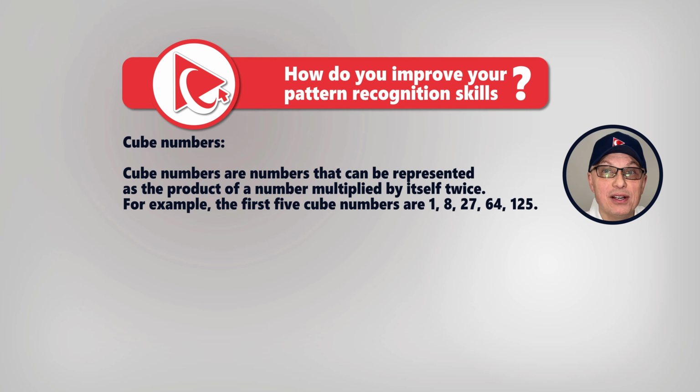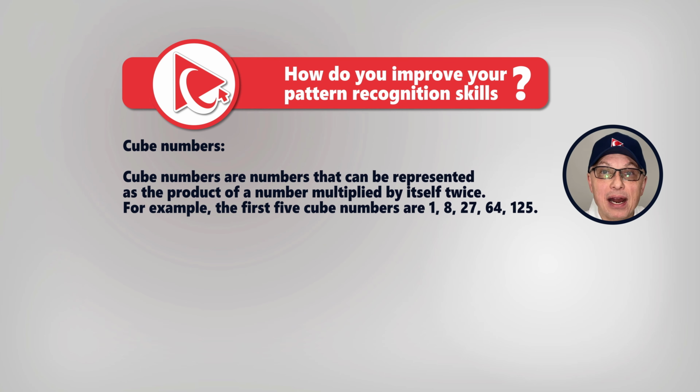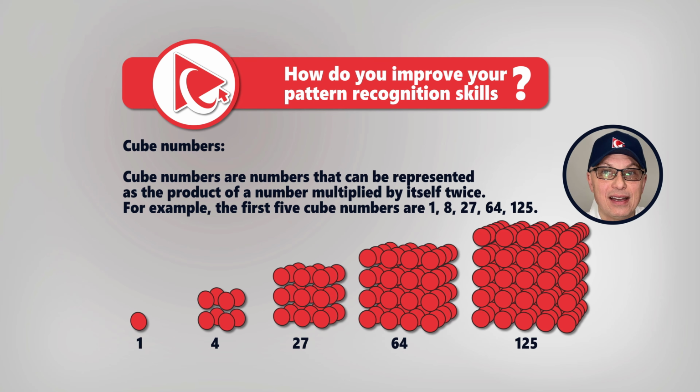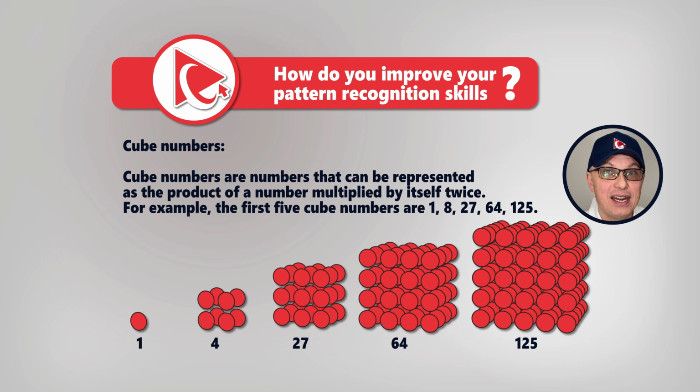Cube numbers are numbers that can be represented as a product of a number multiplied by itself twice. For example, the first 5 cube numbers are 1, 8, 27, 64, and 125. Because 1 cube is 1, 2 cube is 8, 3 cube is 27, 4 cube is 64, and 5 cube is 125.